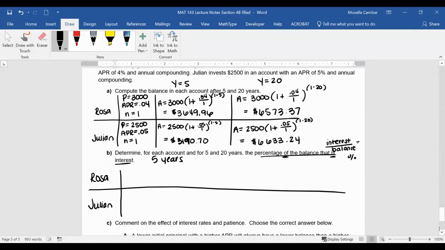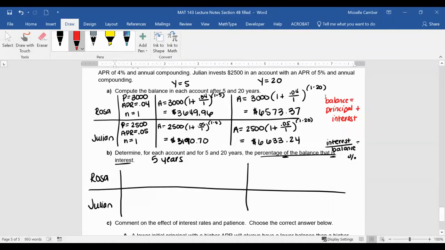So after 5 years, Rosa, we want the total amount of her balance as interest and divide it by the total balance. We know the total balance is $3,649.96, right? So how do we figure out the total interest? Well, your balance is made up of 2 things, right? The money that you put in and the money that the bank puts in. So we know that your balance is going to equal your principal, the money that you put in, plus the money that the bank puts in, which is called interest.